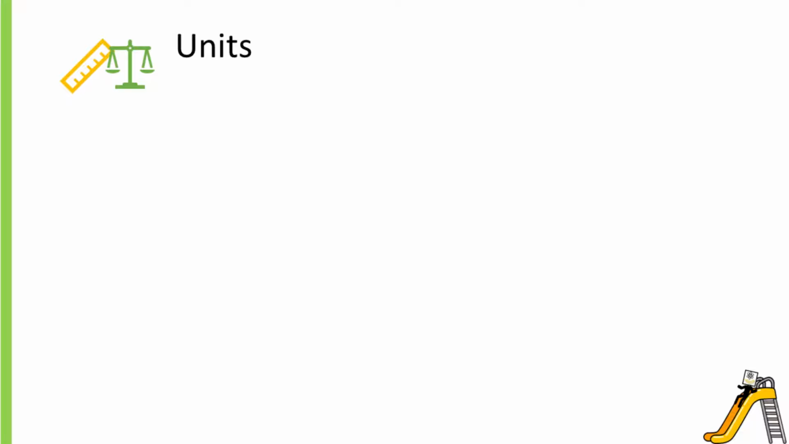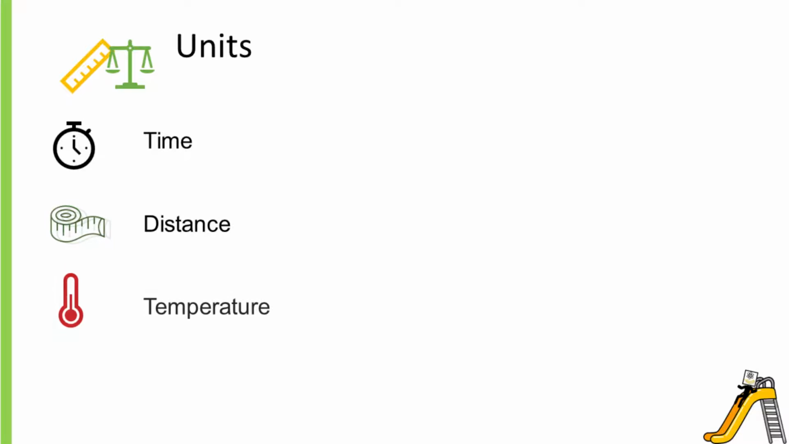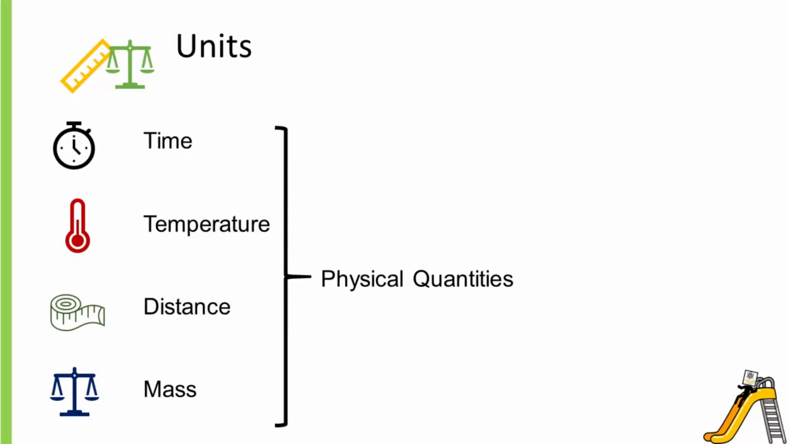Units are a measure of physical quantities. And what are those? Physical quantities are things like time, distance, temperature, mass. Yeah, those are physical quantities. And when you measure them, you gotta use units. Scientists love to use units. It's basically the language of science. And just like all languages, there are different types of units.